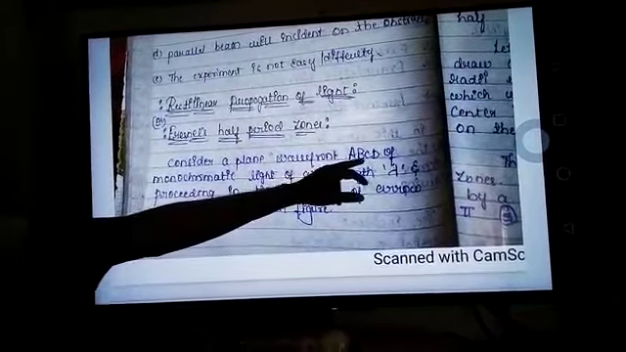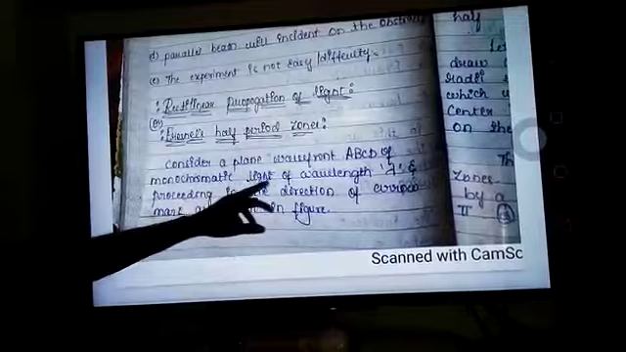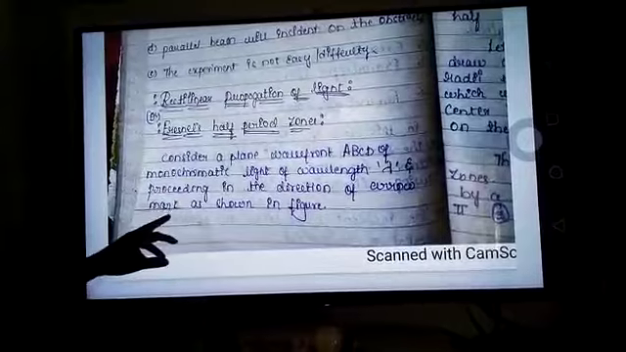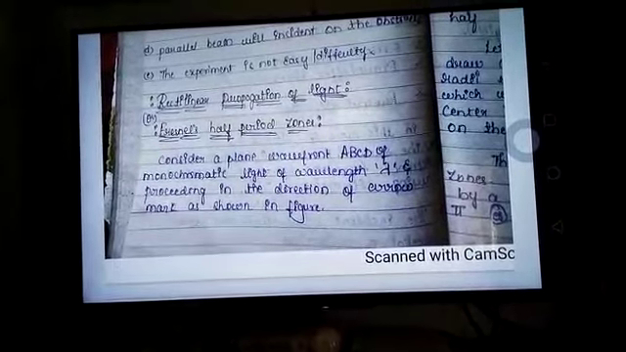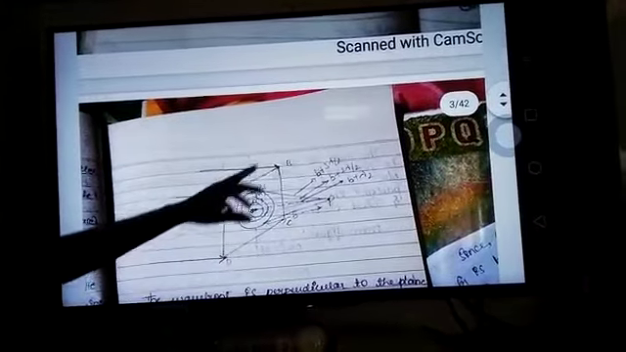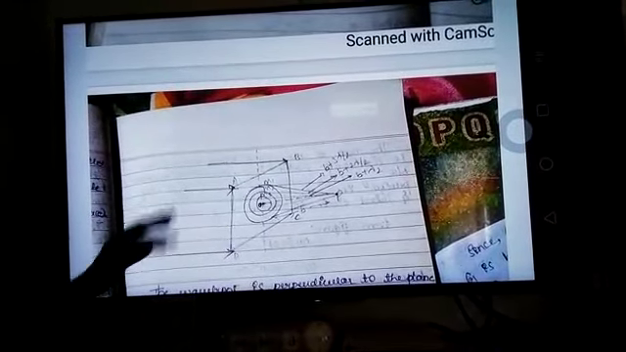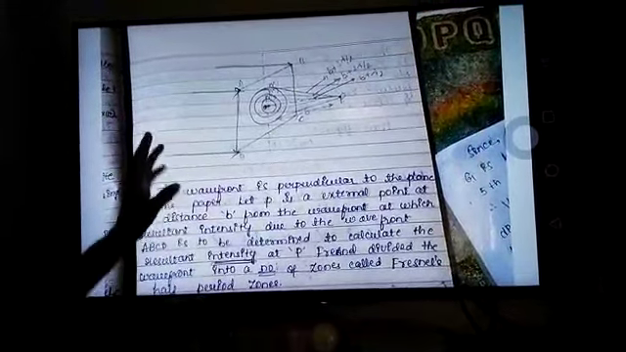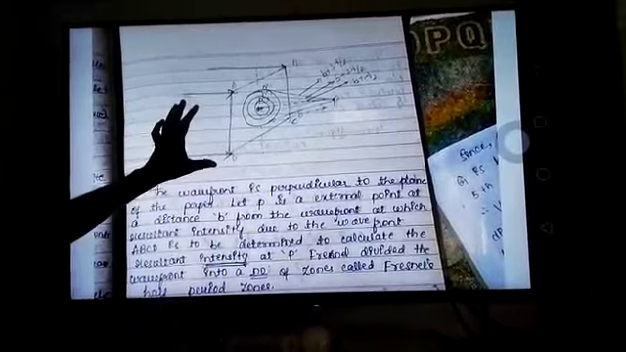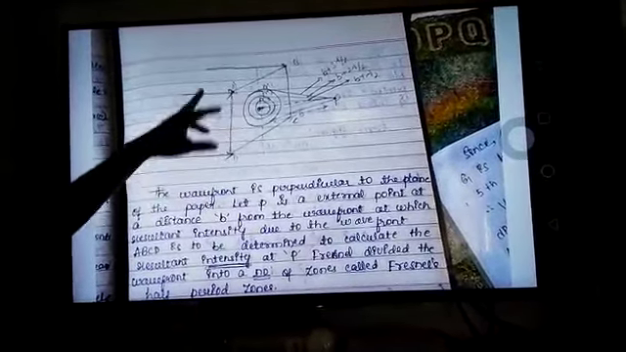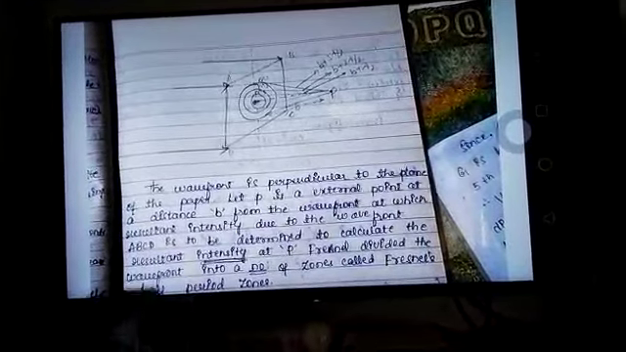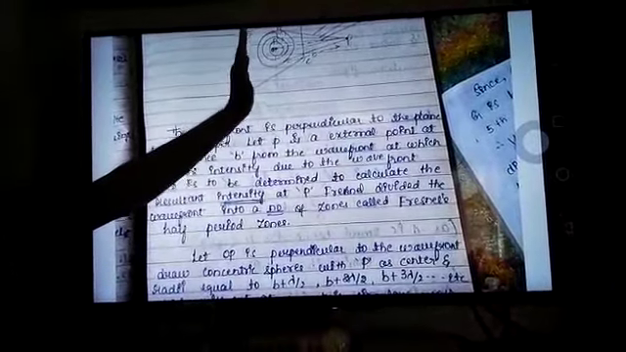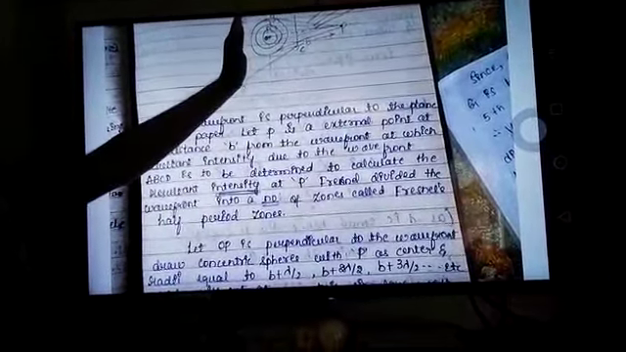Consider a plane wavefront ABCD of monochromatic light of wavelength lambda, propagating in the direction of the arrow mark as shown in the figure. Here ABCD is the plane wavefront. There are three types of wavefronts: spherical wavefront, cylindrical wavefront and plane wavefront. So now I am considering the plane wavefront ABCD. This wavefront is perpendicular to the plane of the paper, like this.